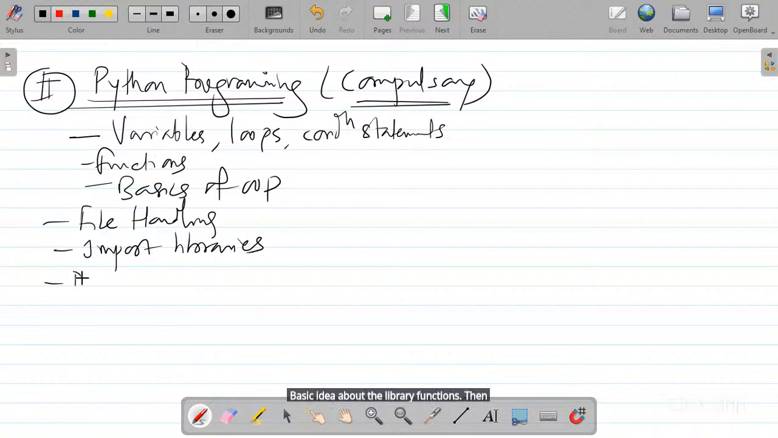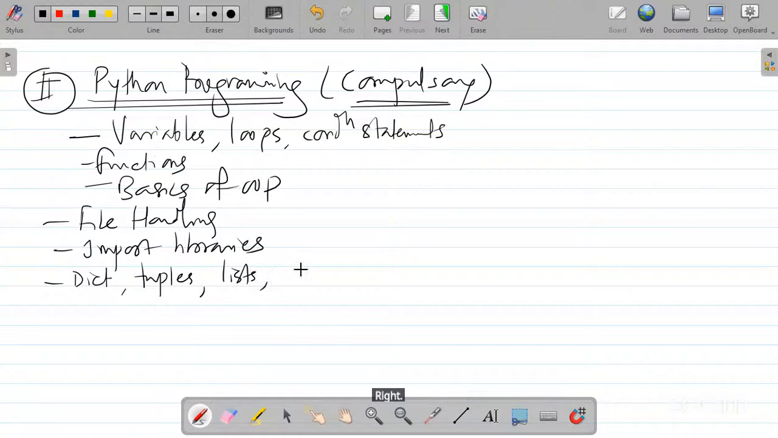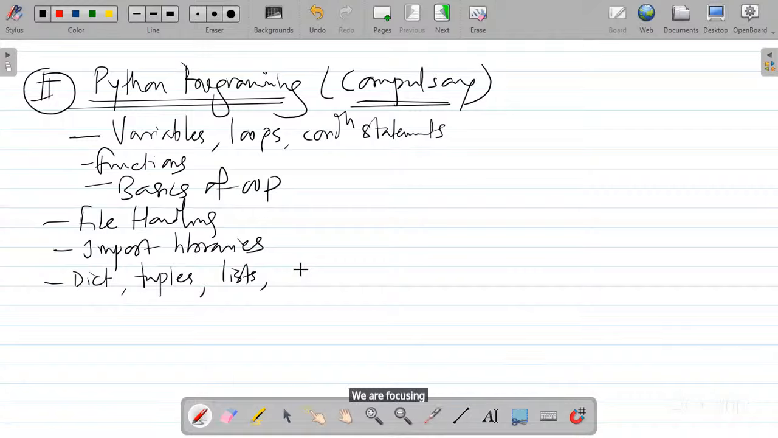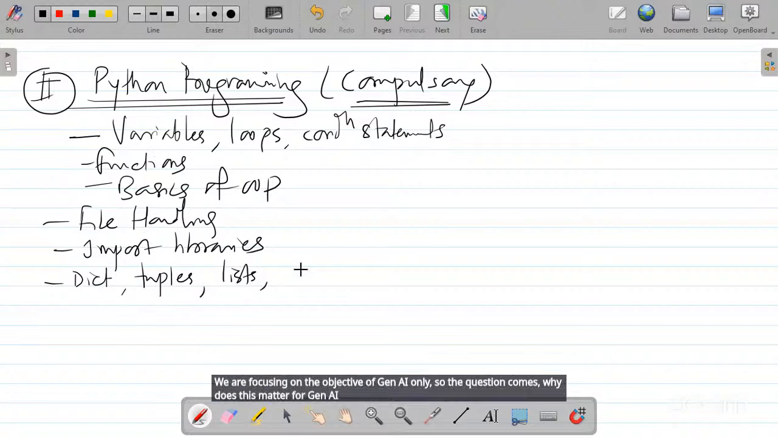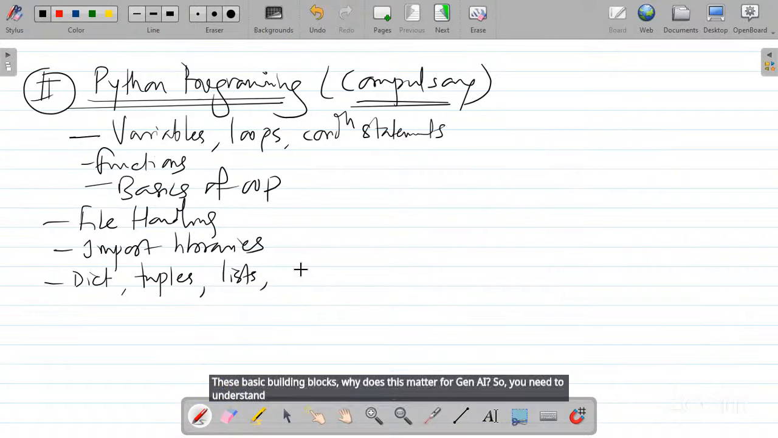Then we have dictionaries, tuples, data type collection, and lists. Now you might be thinking, sir, is this a Python programming course? No. We are focusing on the objective of GenAI only. So the question comes: why do these basic building blocks matter for GenAI? You need to understand certain terms of GenAI, and at that time these things will help you.